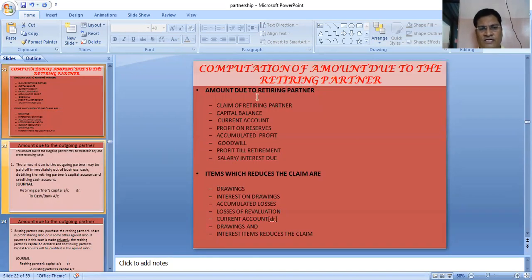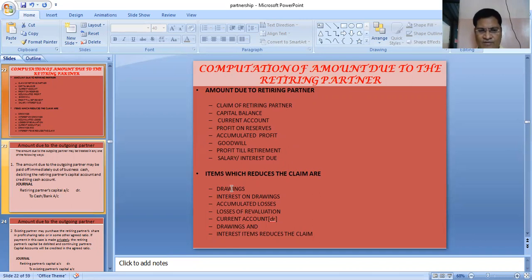See, these are the things by which the retiring partner's capital will be credited. His claim, his capital balance, his current account balance if it is a credit balance, profit or reserves, his accumulated profit, his part of goodwill, his profit till retirement, salary or interest due. By this, he will be getting credited, his capital will increase, he will be getting this amount.